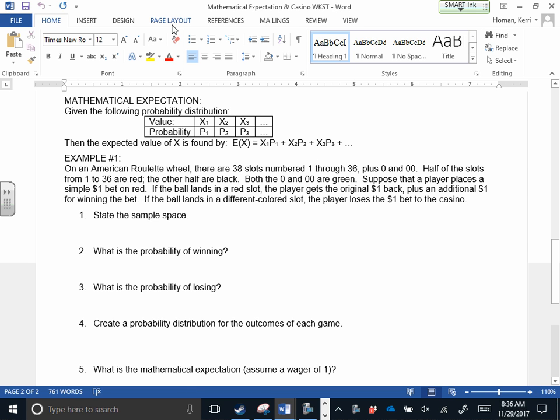Mathematical expectation, sometimes I'll call it expected value, is a way for us to understand how much money the player will win or lose each time they play the game, or how much money the dealer is expected to win or lose each time somebody plays the game.